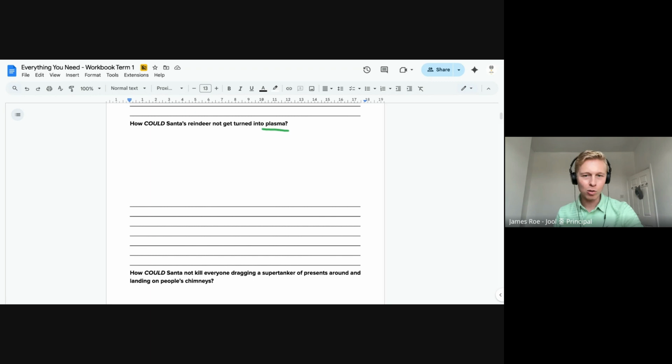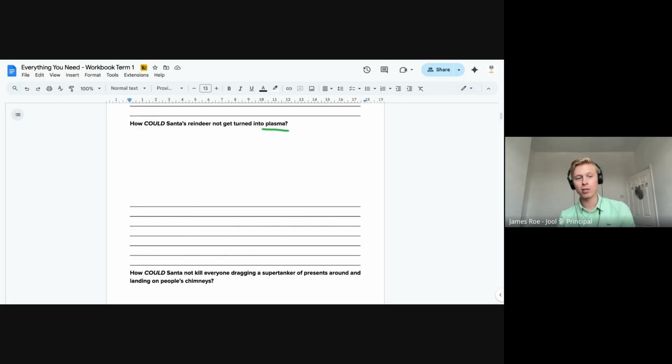Now, what are we going to do here? Well, they are, after all, made of the same stuff that everything else is made of. They're made of matter. So how can you protect these reindeer from getting turned into plasma? Basically, gloop. They're going to get turned into high temperature gloop. Well, you could use something like a deflection field.